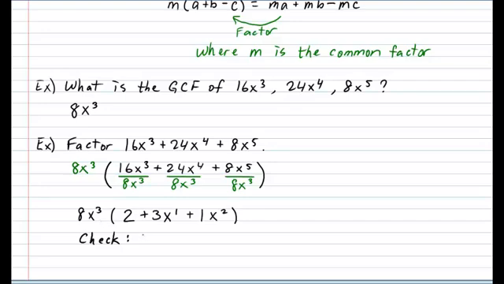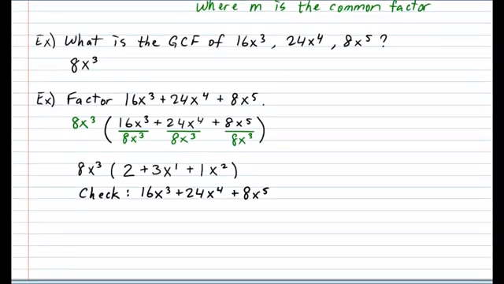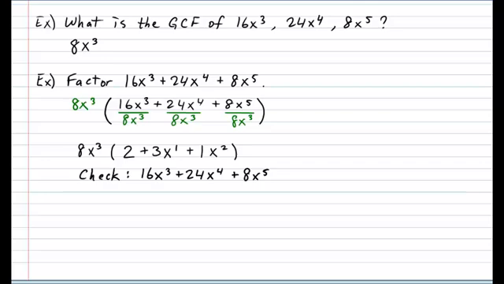8x cubed times 2 is 16x cubed. 8x cubed times 3x gives me 24x to the 4. And 8x cubed times 1x squared gives me back my 8x to the 5. We got our original question back, so we know that our factored form is correct.